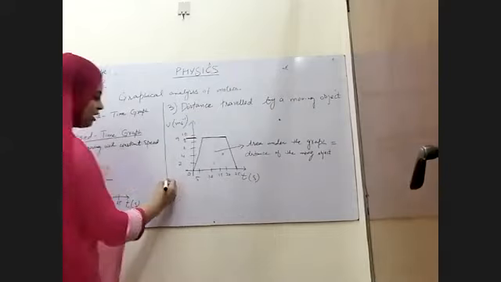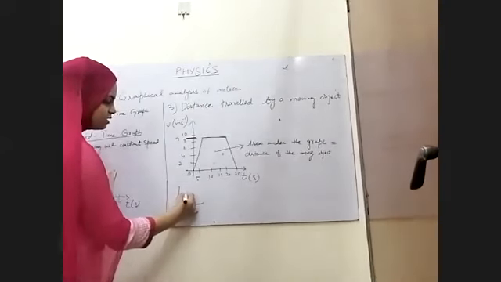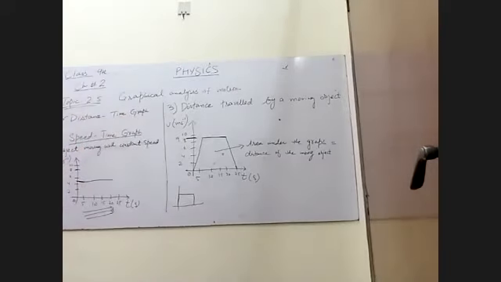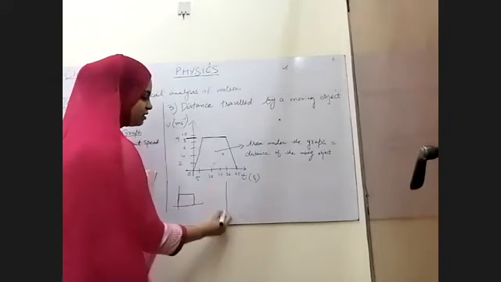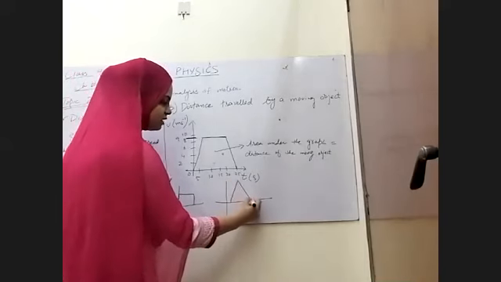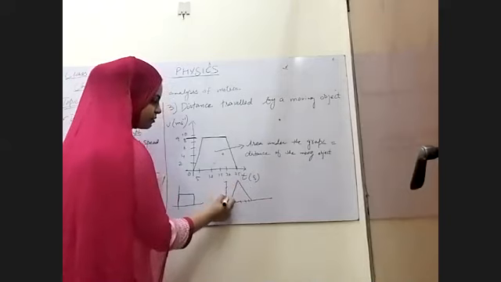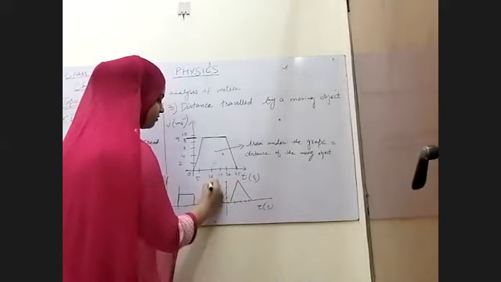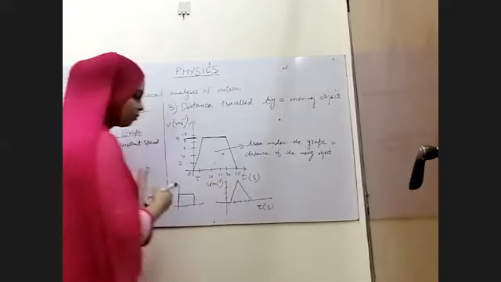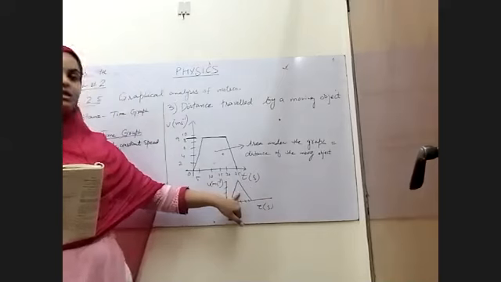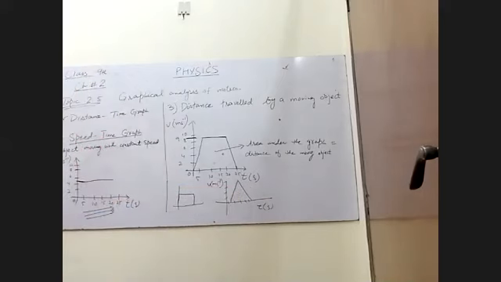For example, if the graph is like a square, we will use the formula for the area of a square. If the graph is in the shape like this, then we will use the formula for the area of a triangle, and this area gives us the distance traveled by a moving object. So these are the three cases of the speed-time graph. Here topic 2.5 is completed. In the next lecture, we will see the equations of motion.